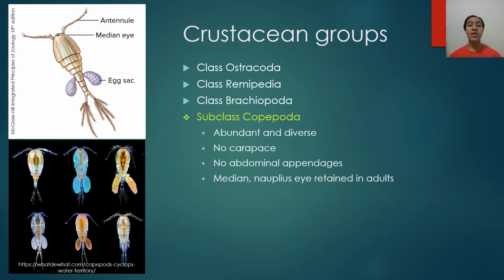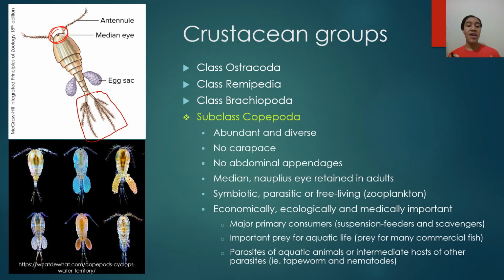Copepods, or organisms that belong to the subclass Copepoda, are some of the most diverse and abundant crustaceans on the planet. They have no carapace and they have no abdominal appendages, which you can see in this picture here. The only appendages they have are their antennules that are on their anterior end, and then a pair of appendages at their posterior end, and that's about it. They do also have a medial eye, which they retain from their Nauplius larval stage. And so most crustaceans, as they're undergoing development, will lose that Nauplius eye, but instead the copepods have retained that eye into adulthood.